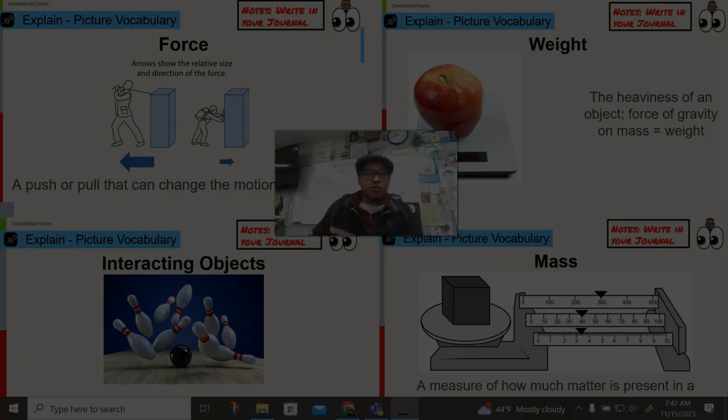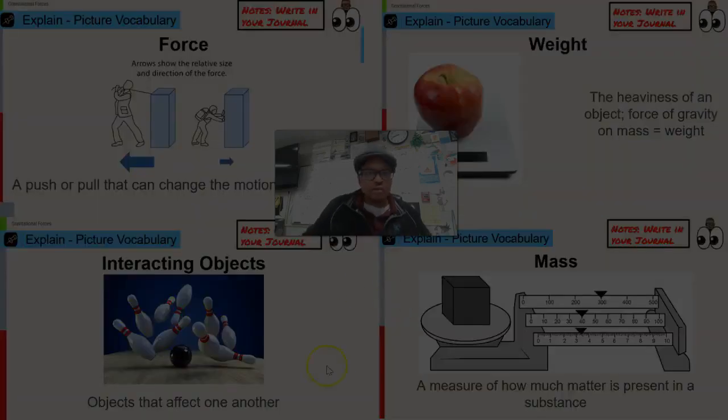So force is a push or a pull that can change the motion of an object. Remember, weight is the heaviness of an object, and that is the force of gravity on the mass, right? So the force of gravity pulling down on an object, that's what the weight is. Interacting objects are objects that affect one another, and mass is the measure of how much matter is present in a substance. So any kind of liquid or gas or solid, how much mass, how many molecules, how many atoms are in there. So these are all things that we already know. Let's move on to some new things.